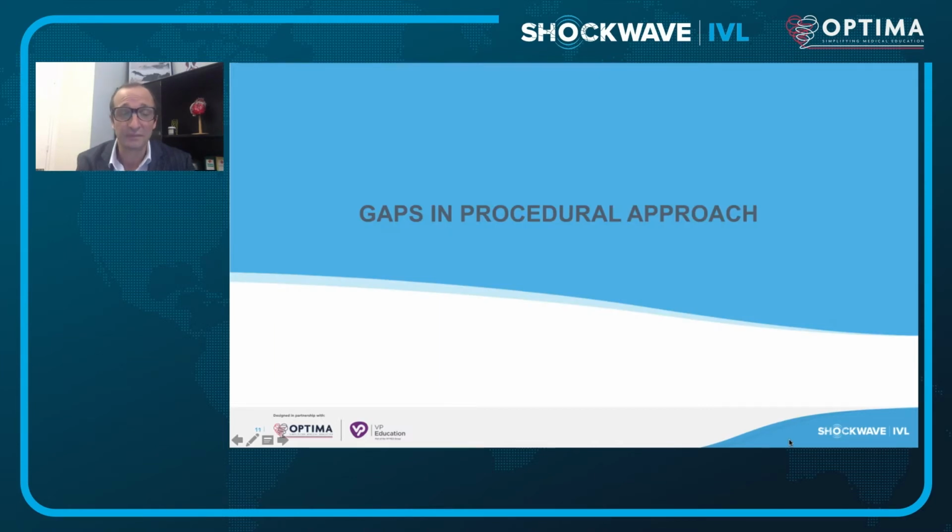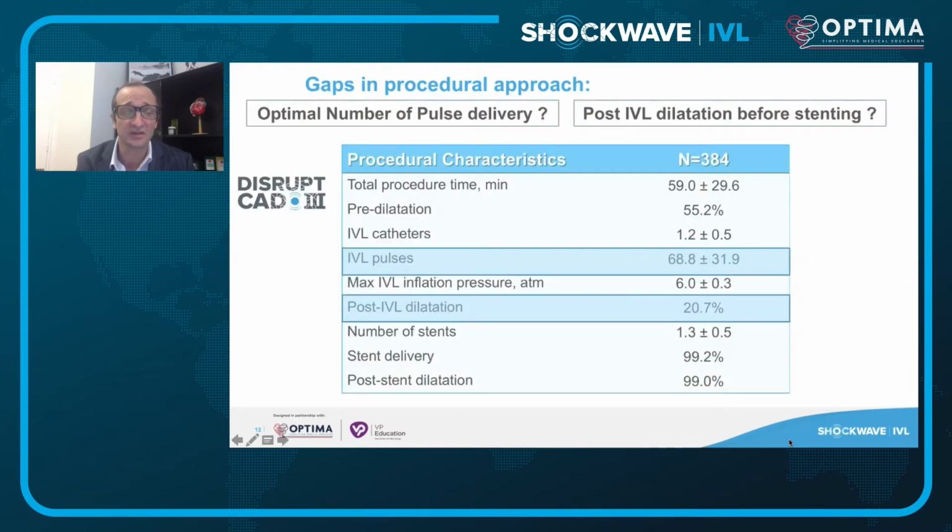But there are also gaps in procedural approach. There are still two unanswered remaining questions: the optimal number of pulses delivered, but also, do we need a post-IVL dilatation before stenting? If we go to the Disrupt CAD3 data, you can see that the mean number of IVL pulses is nearly 70, but with a large standard deviation of nearly 30% of IVL pulses in the patient. So a large heterogeneity between the lesion and the operator.